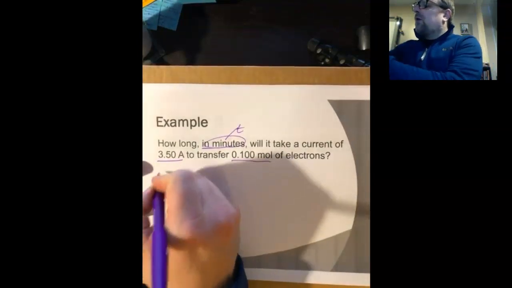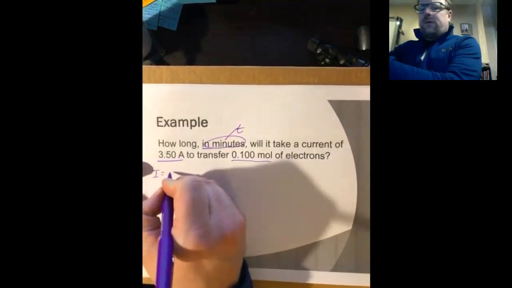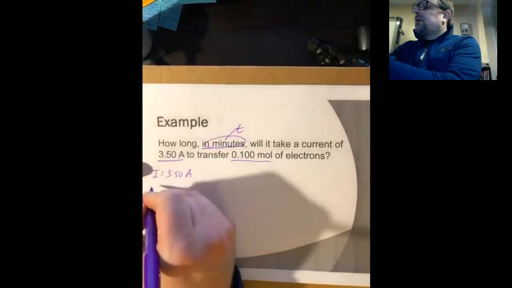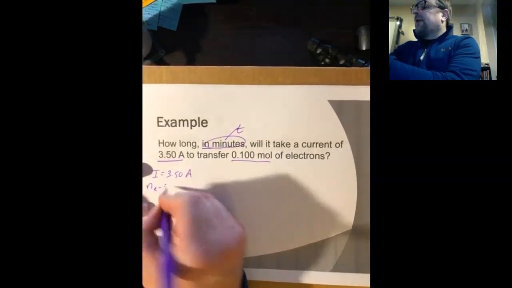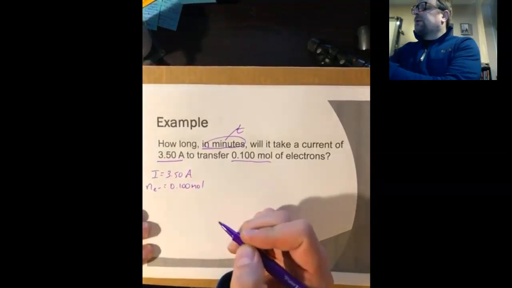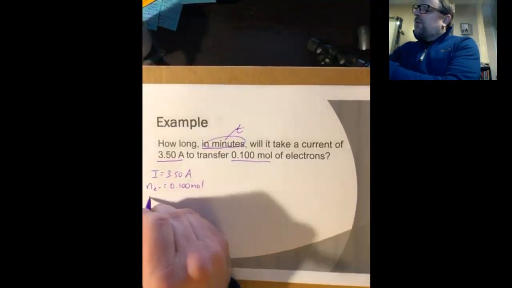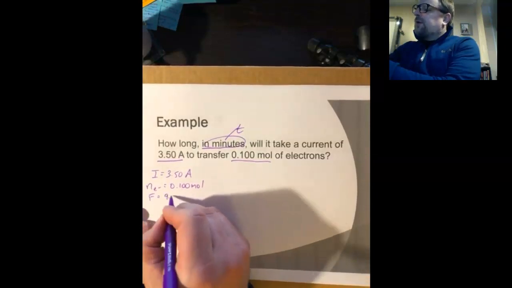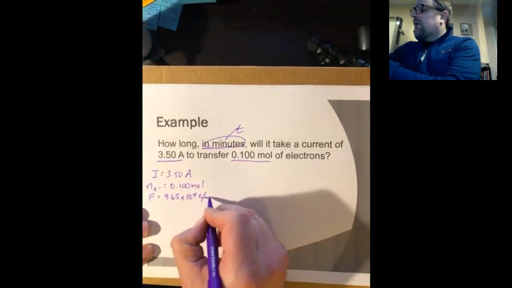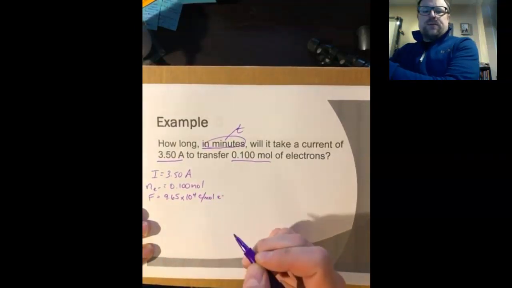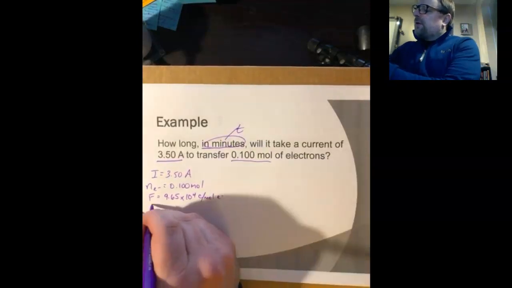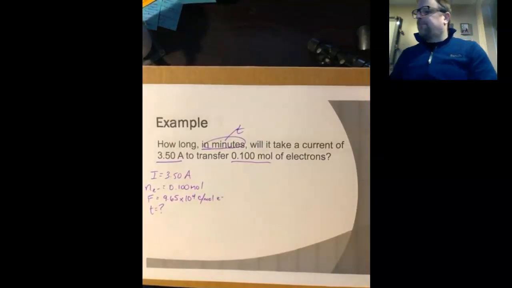So what do we know? We know we have a current of 3.50 amps. We have a number of moles of electrons equal to 0.100 moles. And we also, remember, we have Faraday's constant, 9.65 times 10 to the 4 coulombs per mole of electrons. Okay, and then what's the question asking us to figure out? It's asking us to figure out time.